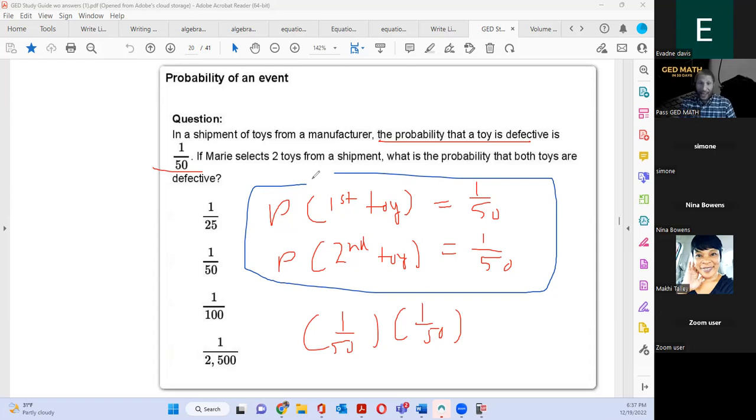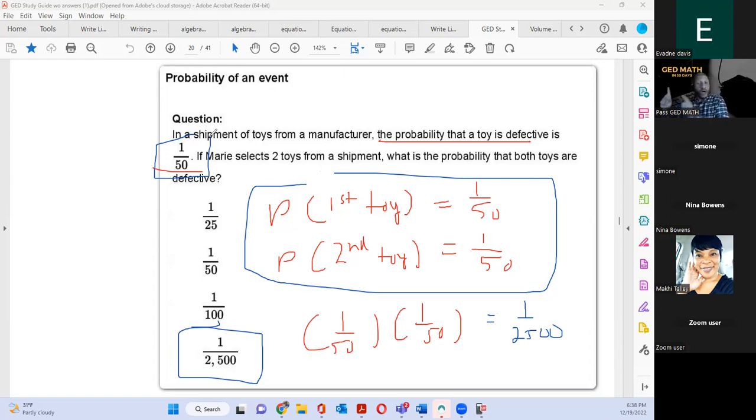Not cross multiply, not divide. We need to multiply. Cross multiplication is when you're solving a proportion. Okay. So make sure when you're going over these concepts, you're saying the right terminology because that's important. So now if we multiply across, we get 1/2500. They gave us the probability. All you had to understand was compound probability is multiplying the two simple probabilities.